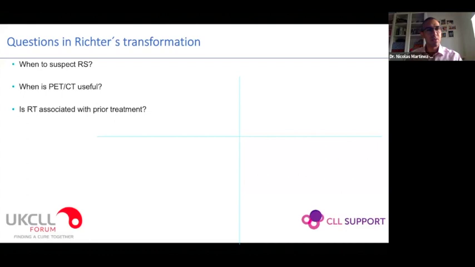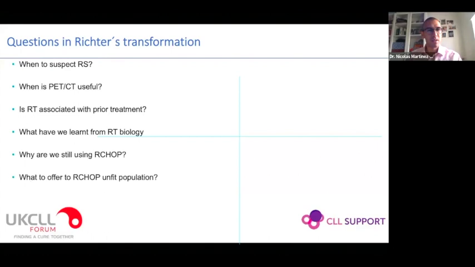Is Richter's associated with prior treatment of CLL at all? What have we learned in the last few years from the Richter's biology, and how has it been translated into practice or not? Where are we still using R-CHOP for this so many years down the line? And what to offer to people who are not fit for R-CHOP, which is unfortunately not a minority of these patients. And then finally, a few slides on Hodgkin Richter, which is far less common and perhaps has less literature available about it.